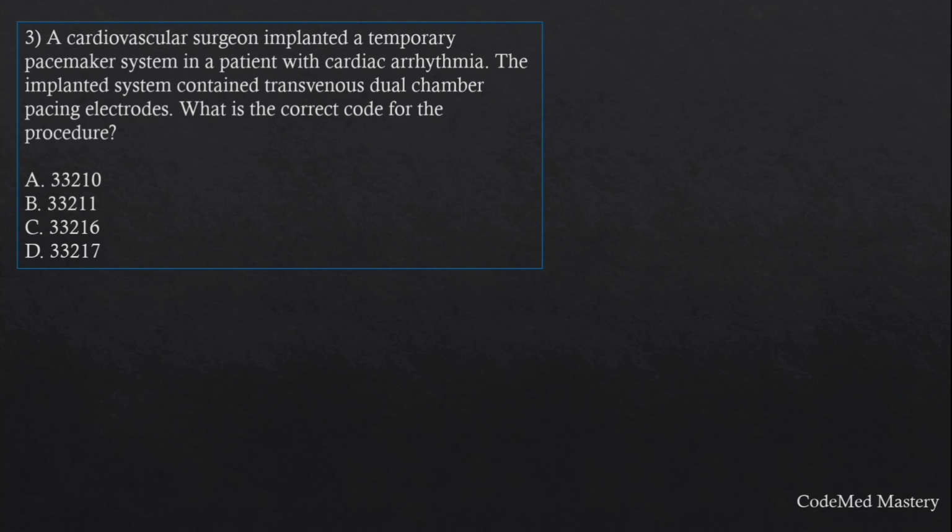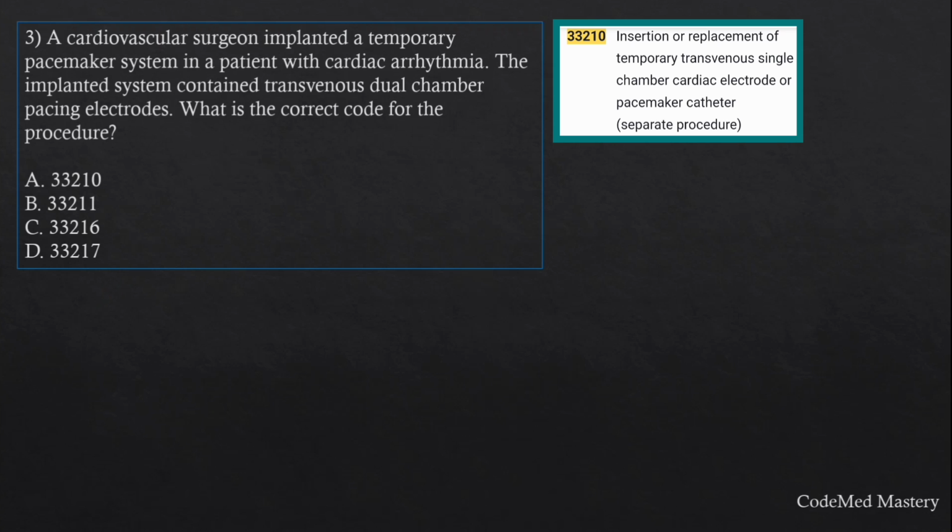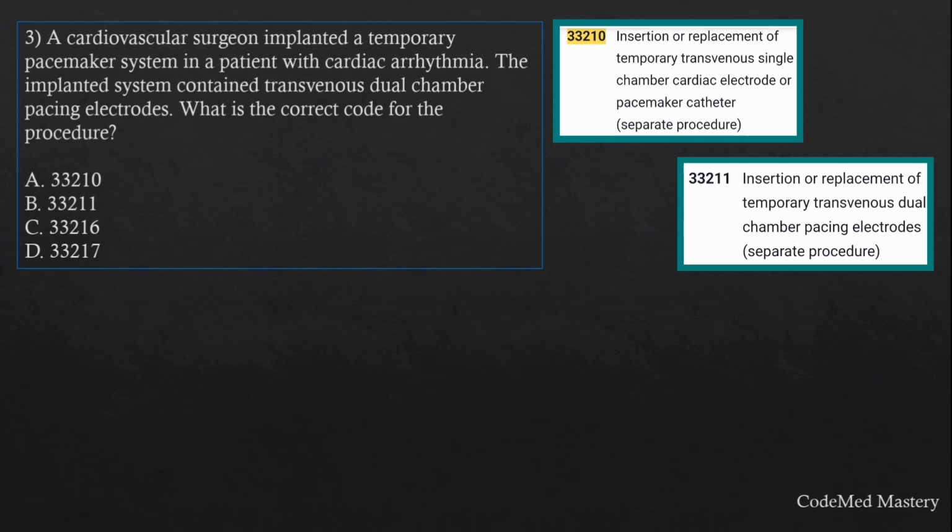Next question. A cardiovascular surgeon implanted a temporary pacemaker system in a patient with cardiac arrhythmia. The implanted system contained transvenous dual chamber pacing electrodes. What is the correct code for this procedure? You can also use elimination method to solve this question, that is, before reading the question, we'll directly check the options. Check option A 33210, that is for insertion or replacement of temporary transvenous single chamber cardiac electrode or pacemaker catheter. Option B 33211 is for insertion or replacement of temporary transvenous dual chamber pacing electrodes.